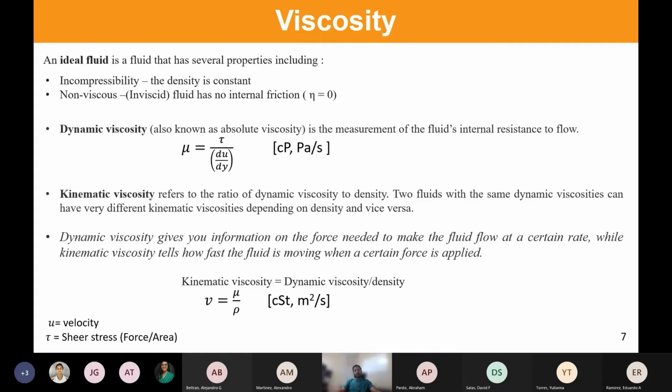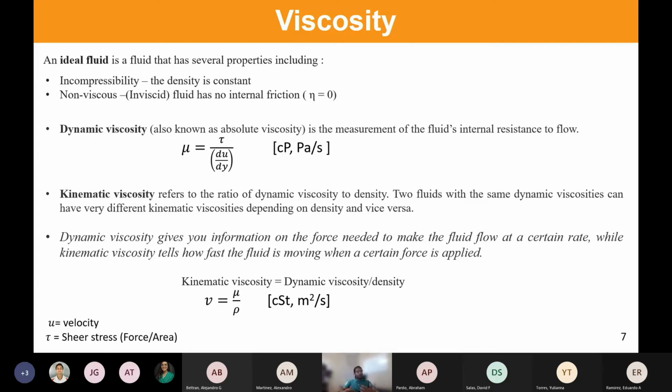Your dynamic viscosity, or what is called absolute viscosity, is a measurement of the fluid's internal resistance to flow, which is what I've been explaining so far, right? That's dynamic viscosity. And kinematic viscosity is when your fluid starts to move. When you know the dynamic viscosity of a liquid, for 1 unit of density, how much viscosity the material or the fluid is giving.